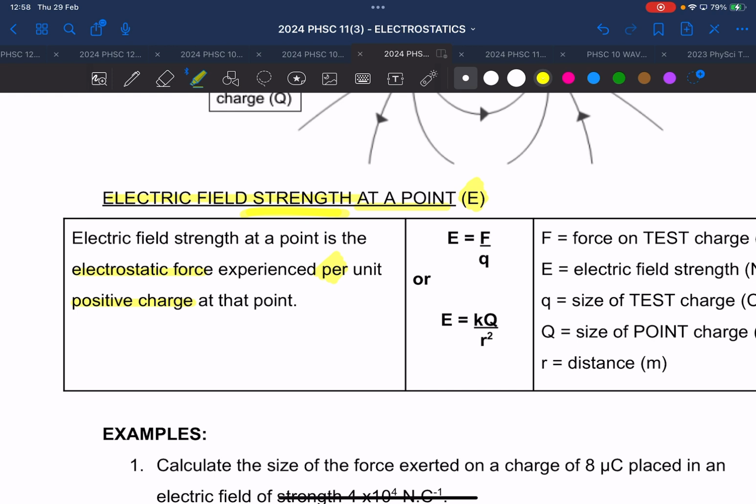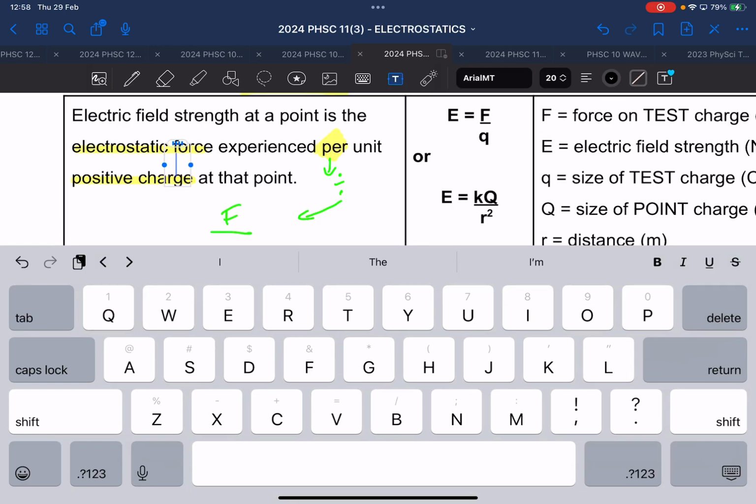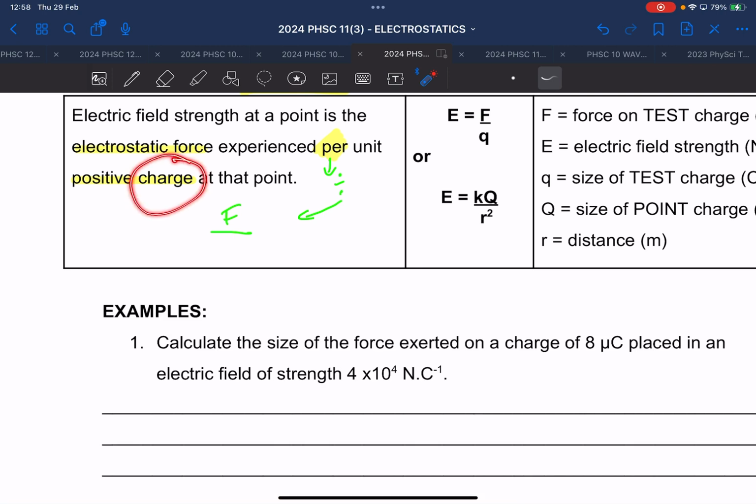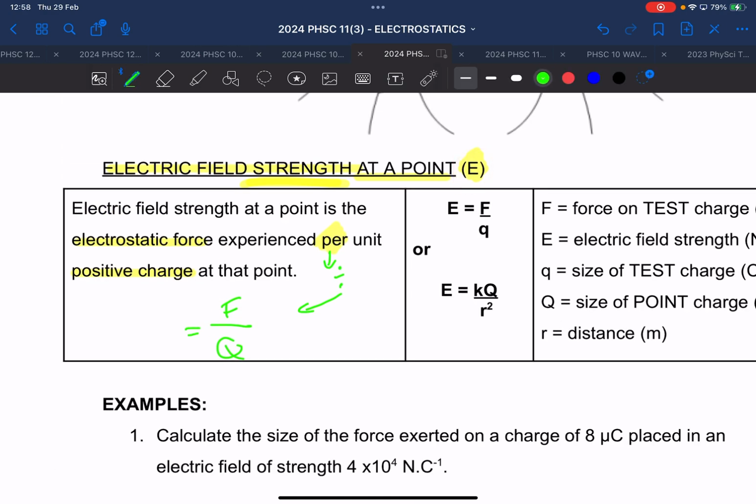When you hear the word per, what must you think of? Divide by. Okay, so what must we divide by what? They say there, we must divide force. What is the symbol for force? F by charge. What is the symbol for charge? Q. So it is force divided by charge gives you the electric field strength.